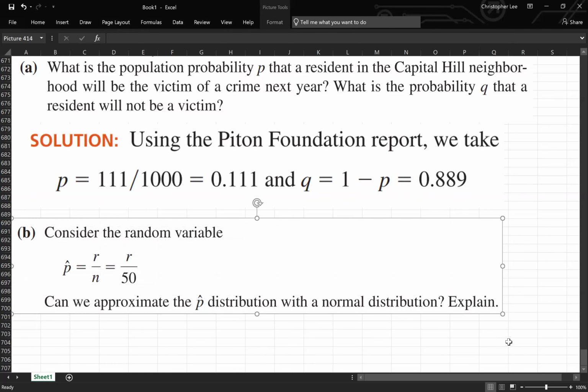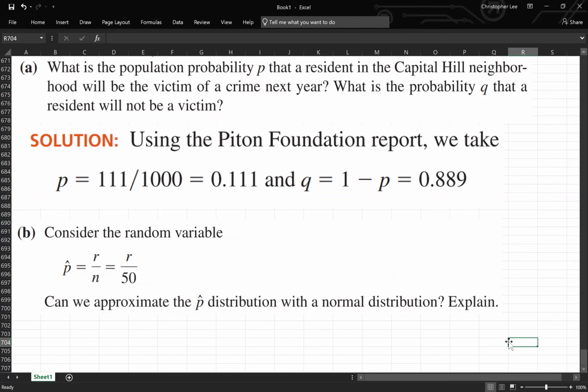All right, so consider the random variable p hat is equal to r divided by n, which is equal to r over 50. 50 is how many residents we have in the place. Can we approximate the p hat distribution with a normal distribution, and explain? So here we go.